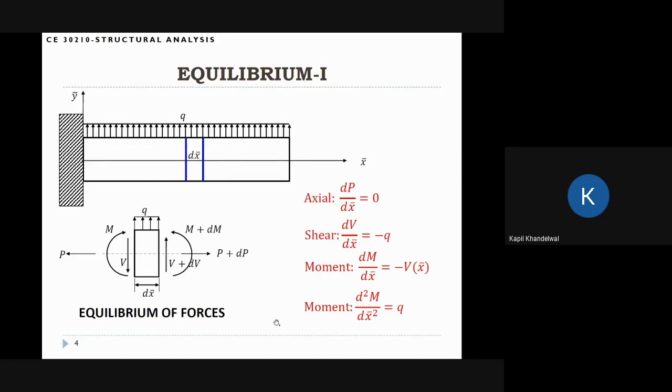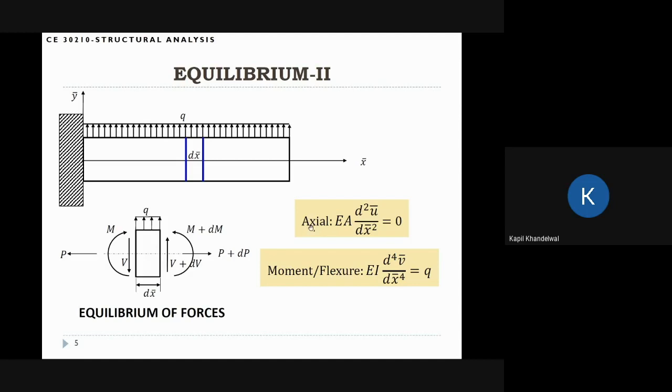After we do the substitution, we end up with one relationship for axial. So this is the axial relationship, and the second is for moment or flexure. One interesting observation is that the equilibrium condition in the axial direction does not depend on the v field. Similarly, the flexural equilibrium does not depend on the u field. So you can think that the u and v fields are independent of each other. They work independently, so they are not coupled in a sense.